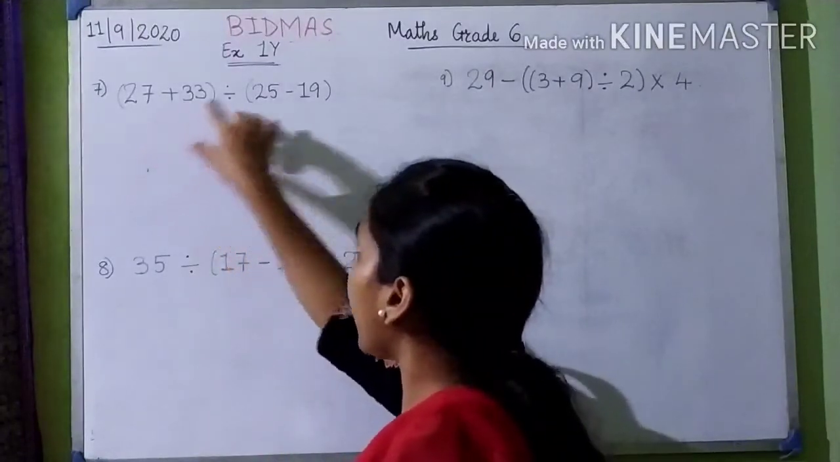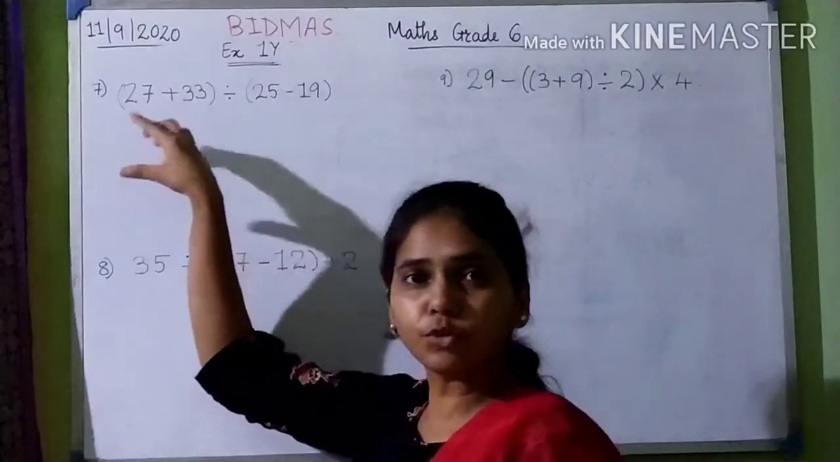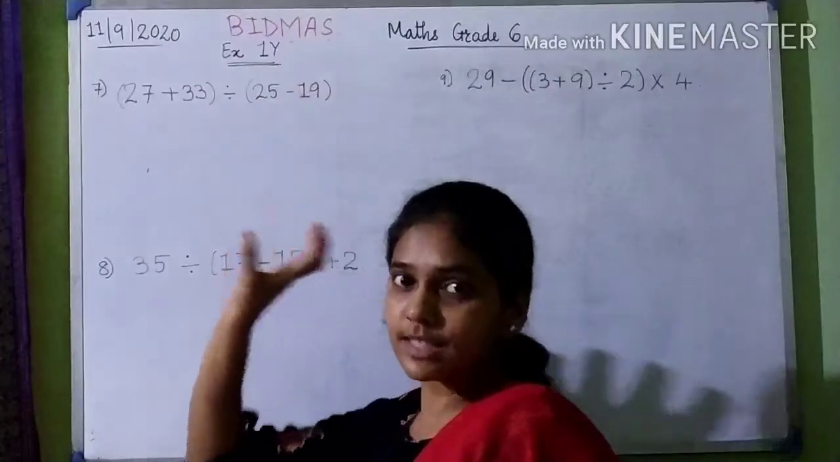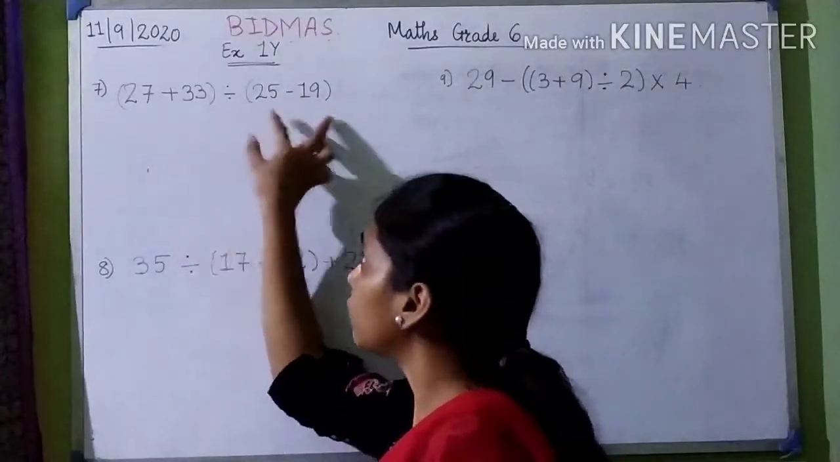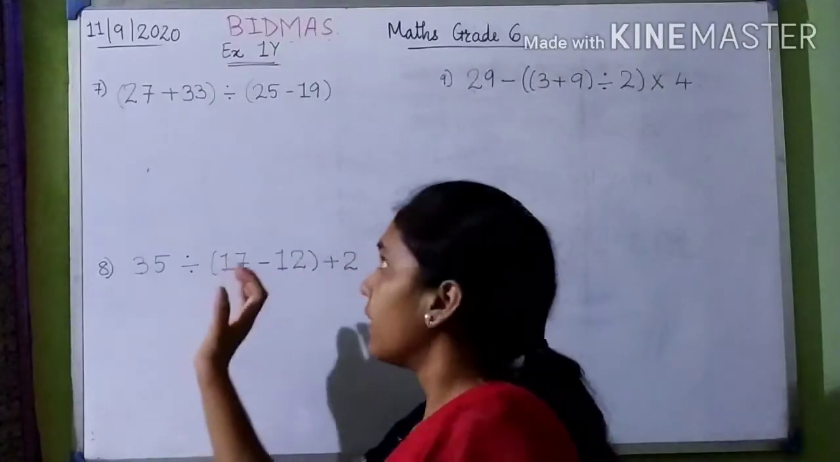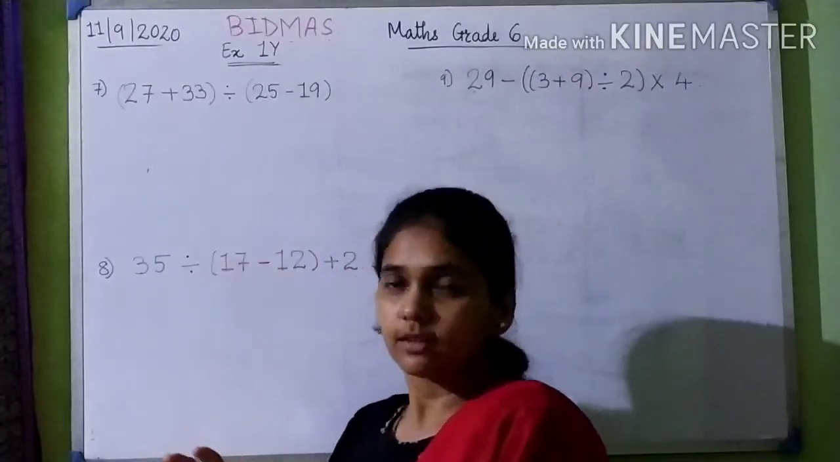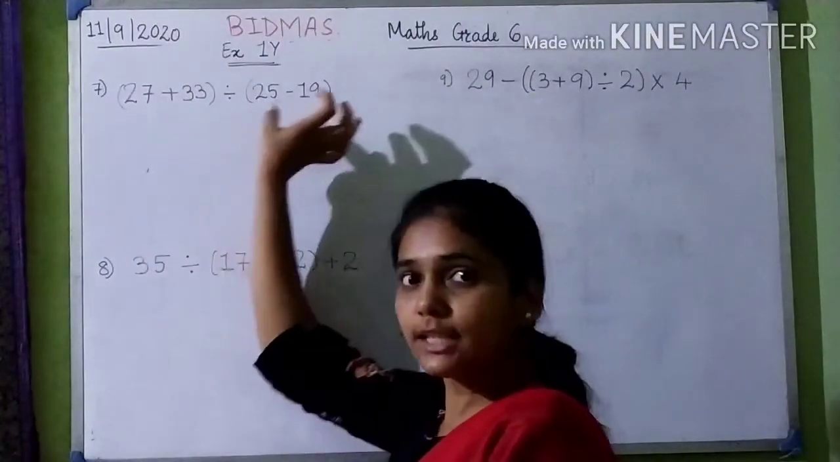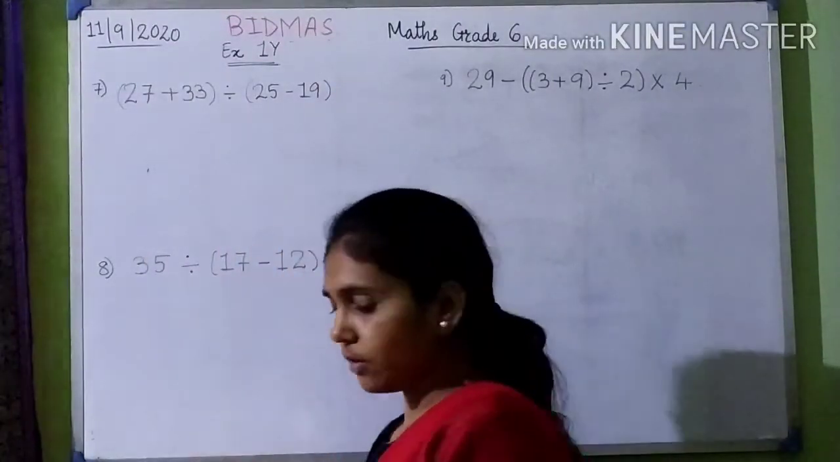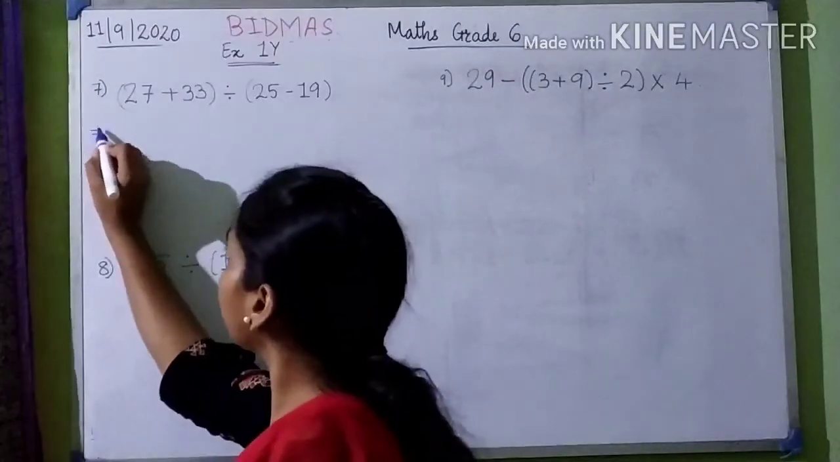So here there are 2 brackets, so you can solve both the brackets at the same time. In one step only you can solve this bracket as well as this bracket, because they are 2 different brackets. They are not one inside the other. They are 2 separate. So we can solve this also and this also in the same step. So I will tell you how to solve this.